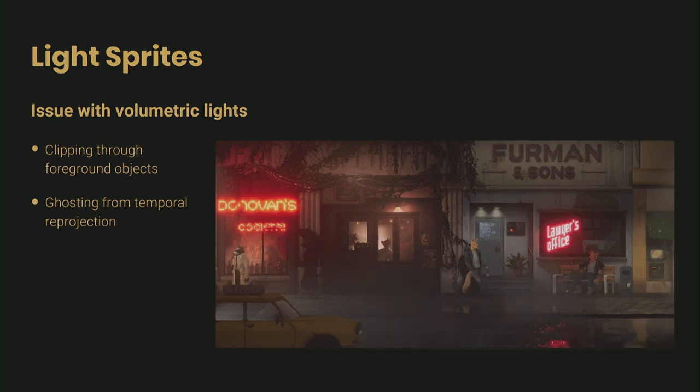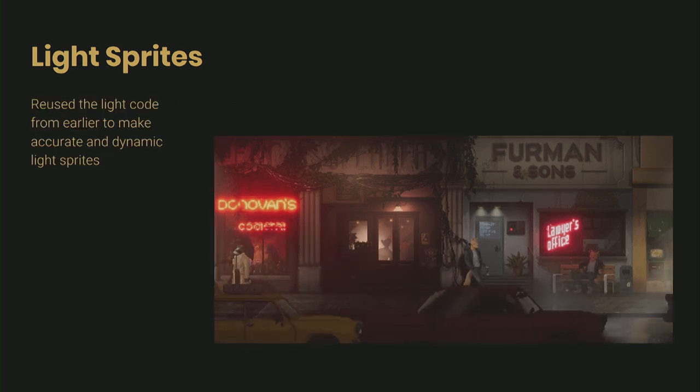So what we ended up doing was we reused the earlier light code from our custom lights in a two-dimensional sprite material. And then we just attached those sprites to the car's headlights. So then we could just pass in the spotlight parameters into the sprite. And that ended up giving us a very similar looking result, while getting rid of the issue that volumetric fog was causing, and also saving some performance.